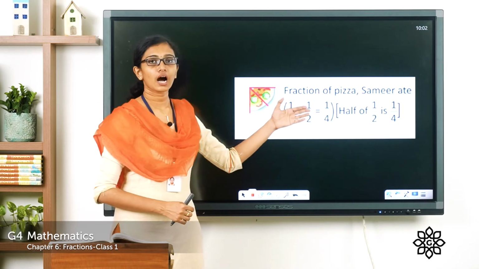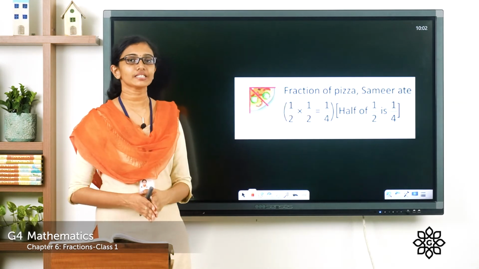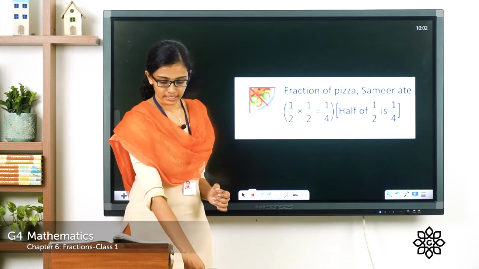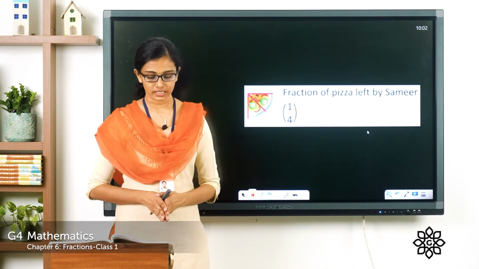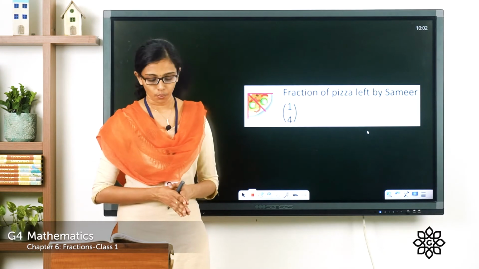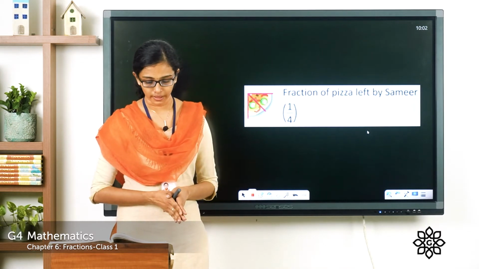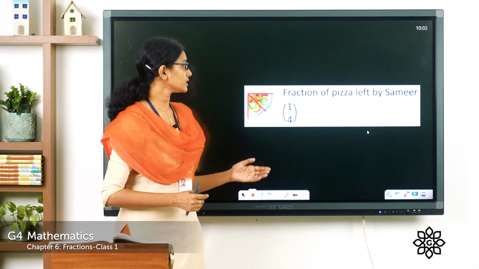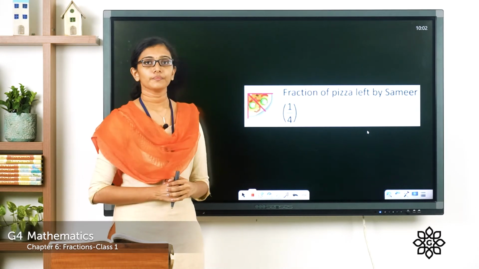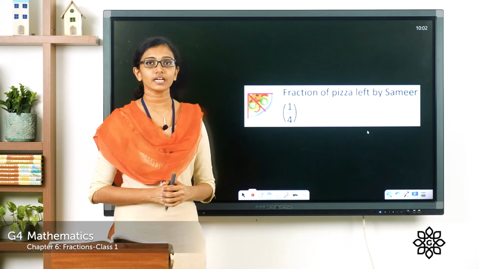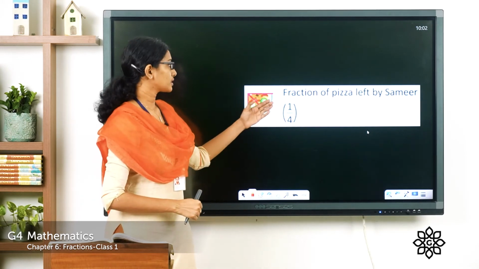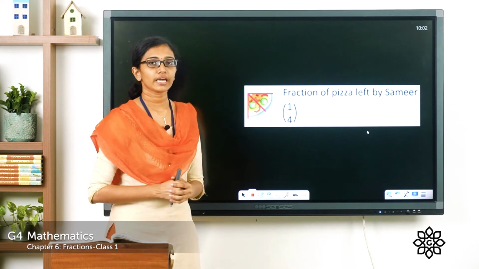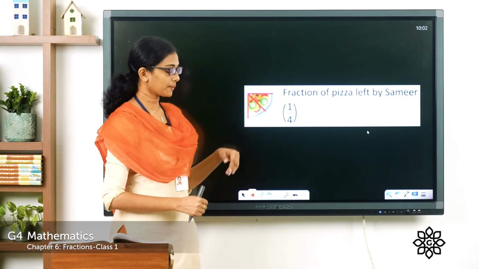So half of half, or half of 1 by 2, is 1 by 4, or 1/4. And again it said in the question, from this 1 by 4 which was left over by Samir, Roshni ate half of it. So what is it? This is the fraction of pizza which was left over by Samir, the 1 by 4. And from this 1 by 4, Roshni ate half of it, or 1 by 2 of it.